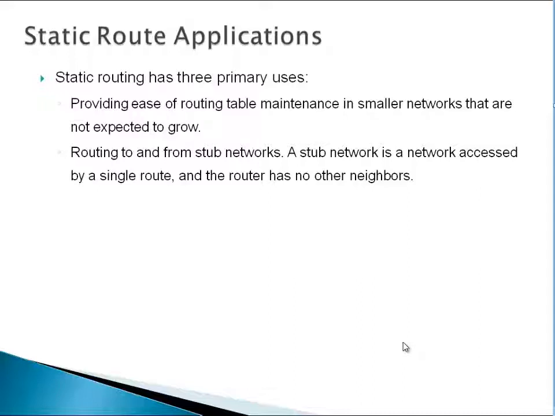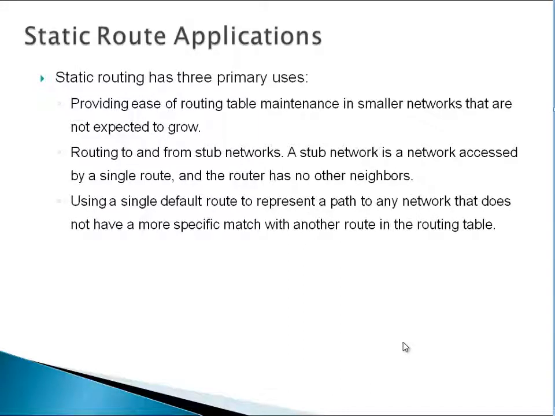Second, routing to and from stub networks. A stub network is a network accessed by a single router, and the router has no other neighbors. For example, you can call a home network a stub network. My home, your home, that's a stub network. We have only one neighbor, which is our ISP. We don't have any other neighbors. So our ISP will see our network as a stub network.